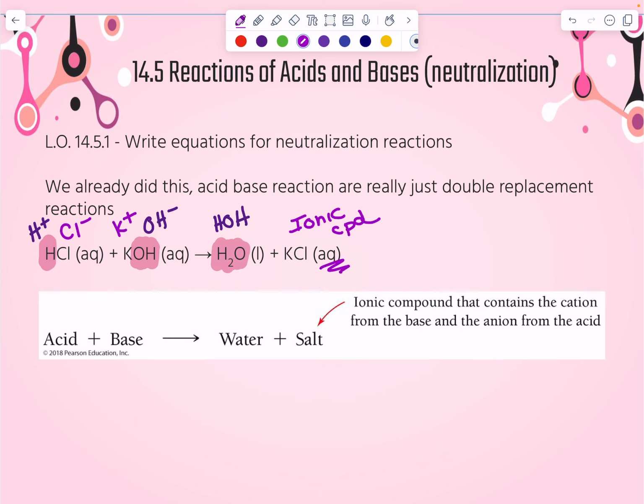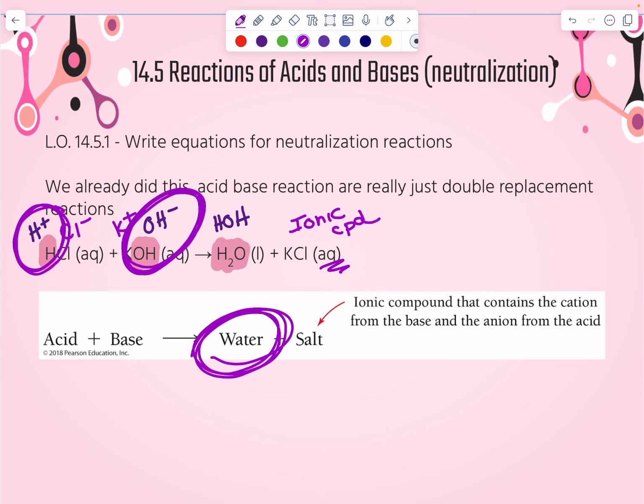And if it's aqueous on both sides, we would even call those spectator ions. And this happens with every acid-base neutralization because every acid is going to have this H plus component. Every base is going to have an OH minus component or produce OH minus when it reacts with water. And those two are going to combine to form water, which would be considered neutral.